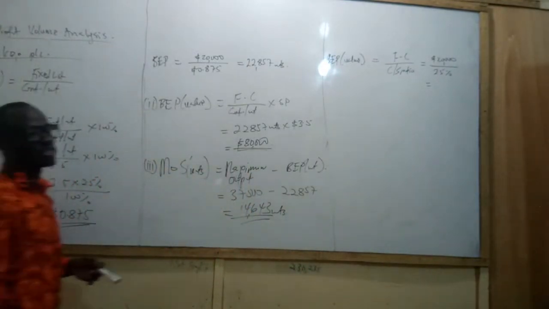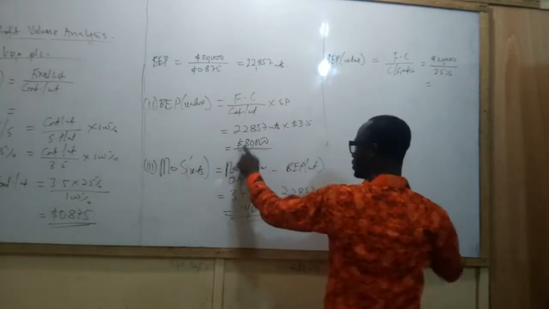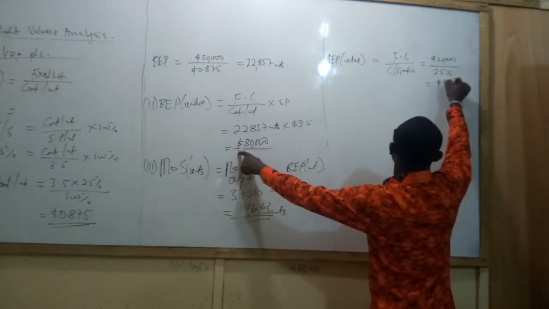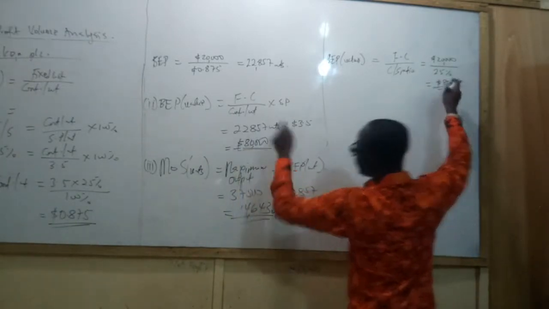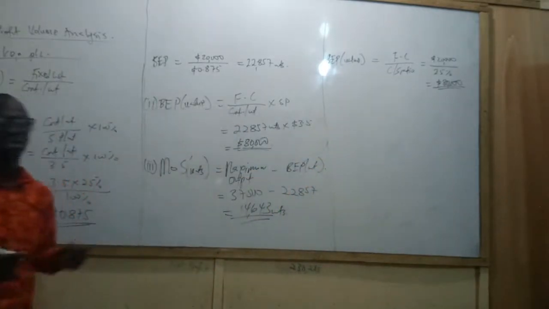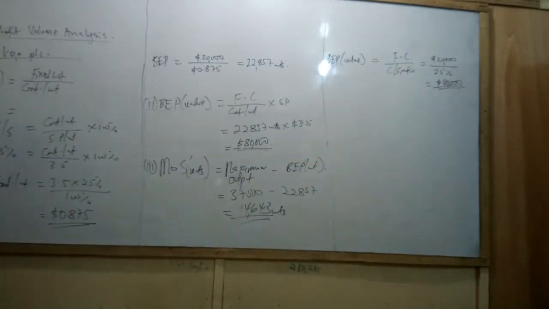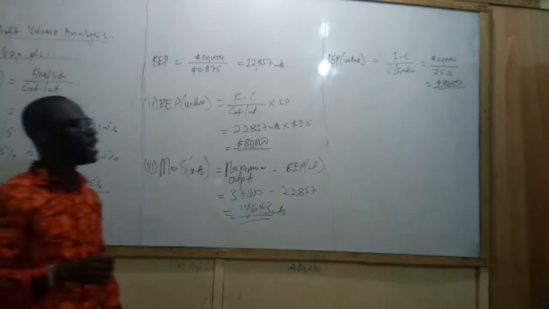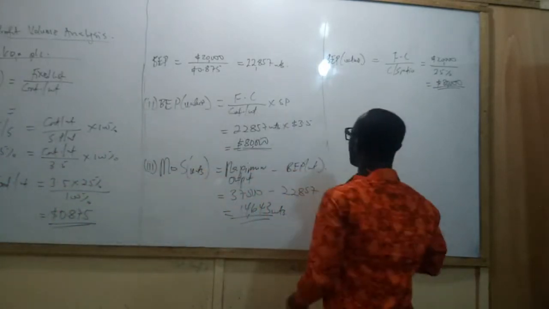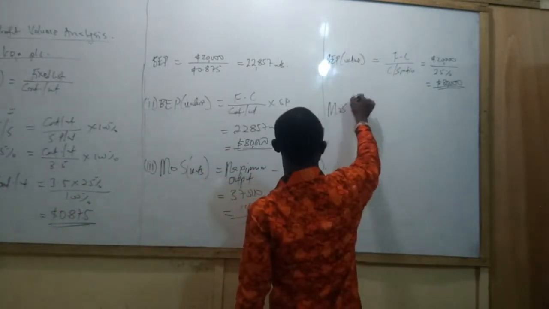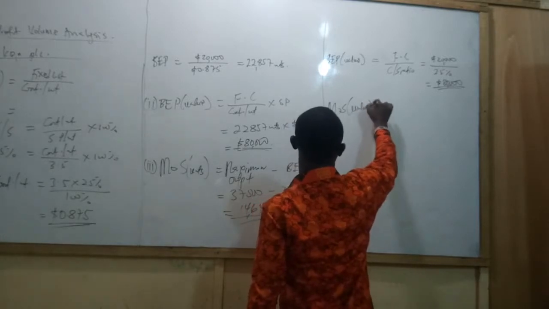$20,000 over 25%, 80,000. You see it? So whichever formula you use, you're supposed to get the same answer. That's what you have to understand. Now, if we want to calculate MOS in value, please stay with me here carefully.